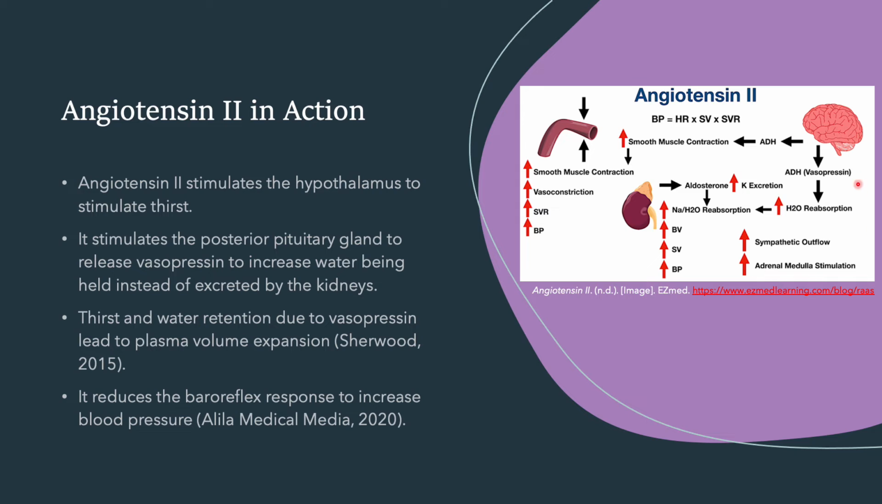It will stimulate the posterior pituitary gland to release antidiuretic hormone. Antidiuretic hormone is also known as vasopressin. And the whole function of vasopressin is to increase water being held instead of being excreted by the kidneys. Thirst and water retention due to vasopressin lead to the plasma volume expansion, and it reduces the baroreflex response to increase blood pressure as well.